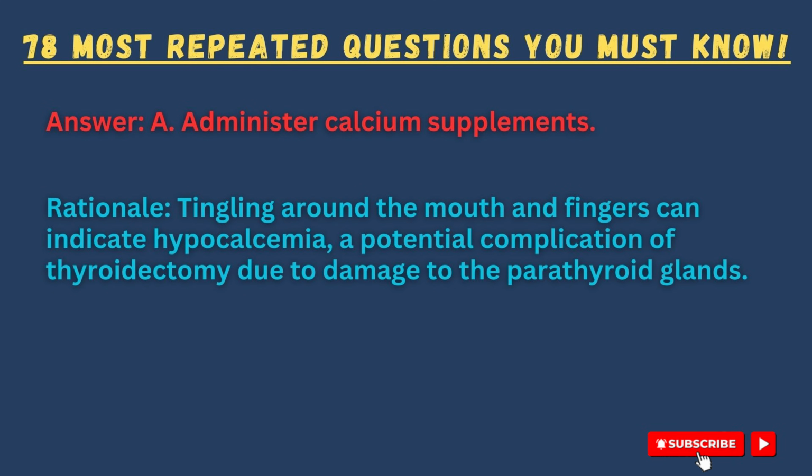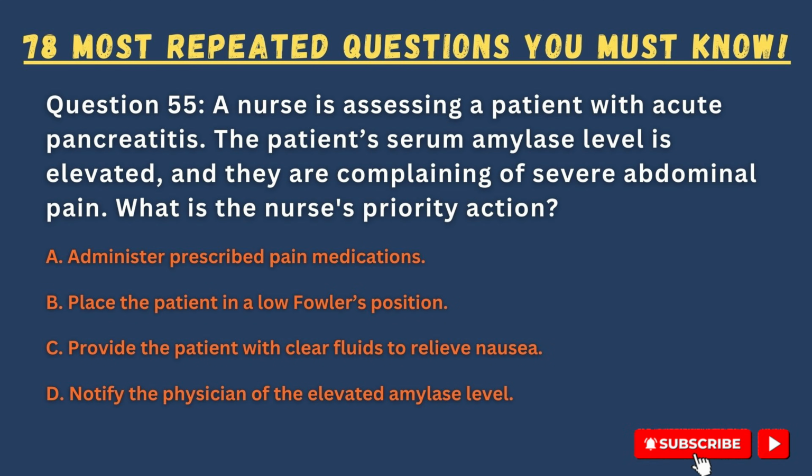Answer: A. Administer calcium supplements. Rationale: tingling around the mouth and fingers can indicate hypocalcemia, a potential complication of thyroidectomy due to damage to the parathyroid glands. Question 55. A nurse is assessing a patient with acute pancreatitis.